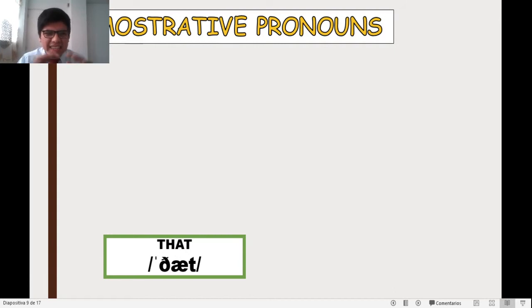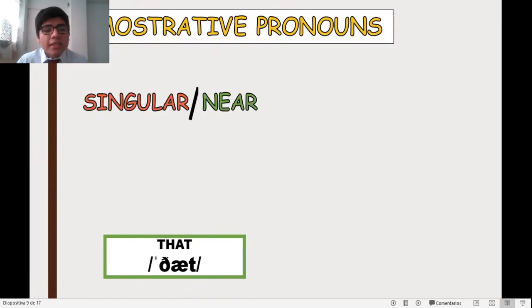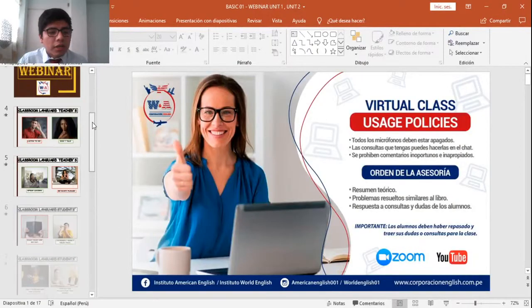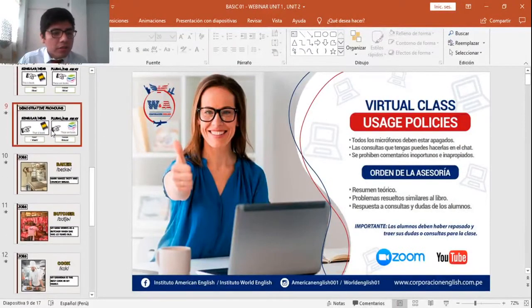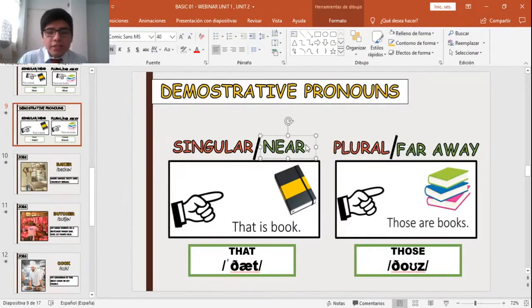Exactly. It's easy. You don't have problem with this. When do you use that? You use that singular when it's far away from you. Okay, I have in here something. Okay, that is singular and is far away.